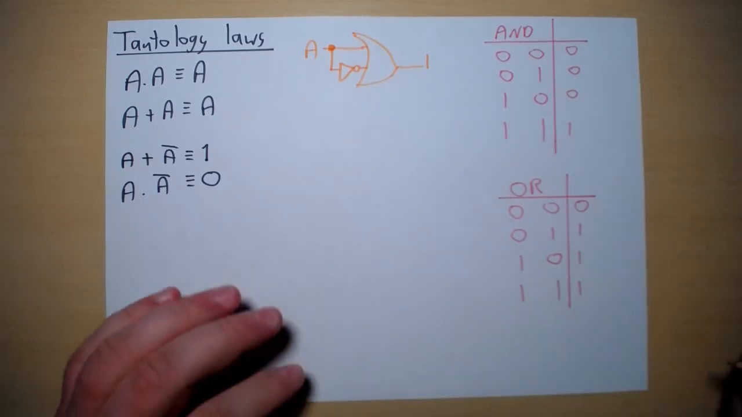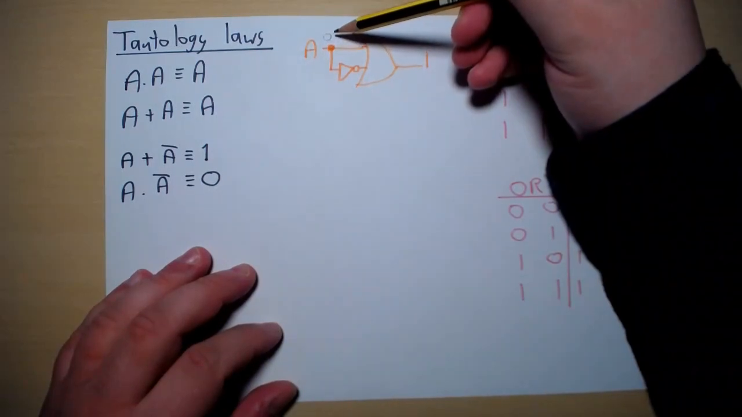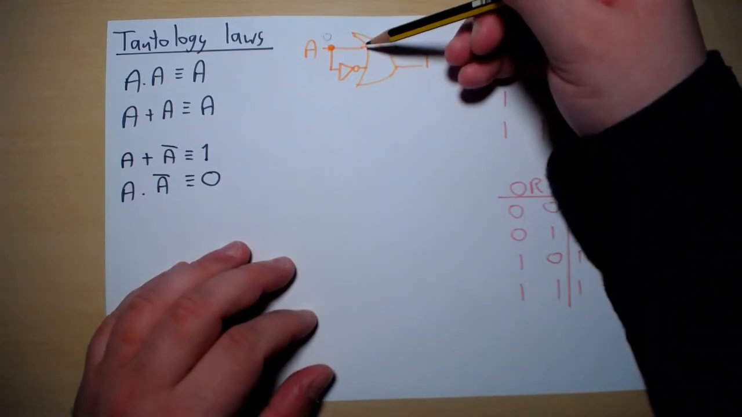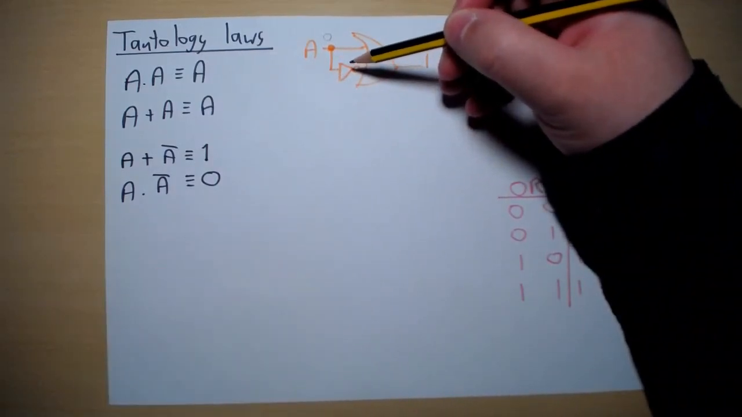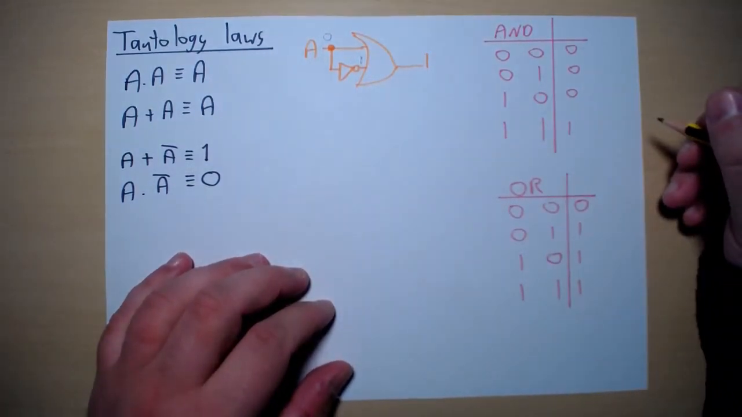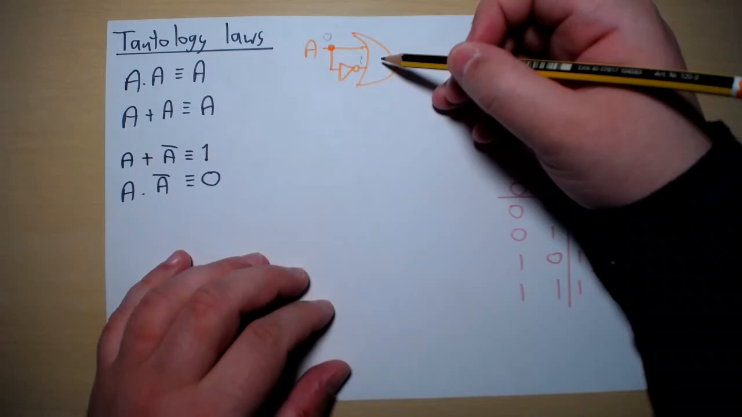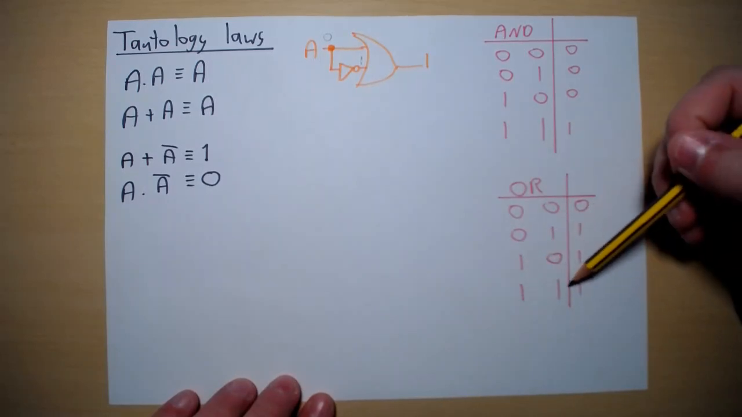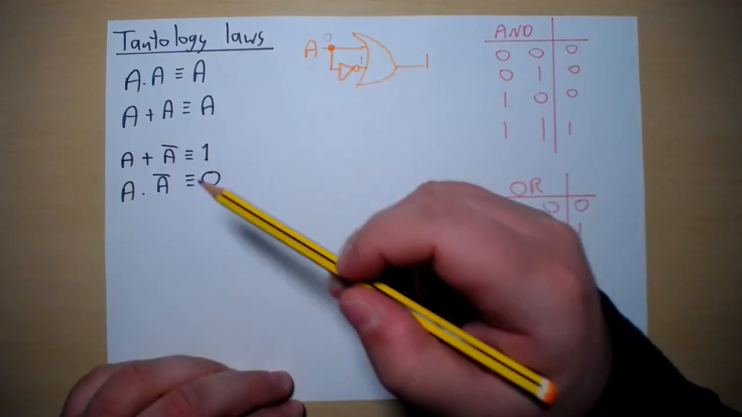Let's say that A is 0. If A is 0, then here a 0 is being inputted in this OR gate. Since we have a NOT gate here, this 0 is being inverted to 1. Therefore, we always have a 1 being inputted in this OR gate. We know that whenever we have a 1 being inputted in an OR gate, the output of the OR is always a 1. Therefore, this law holds.